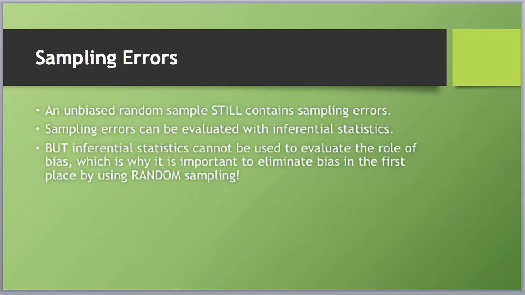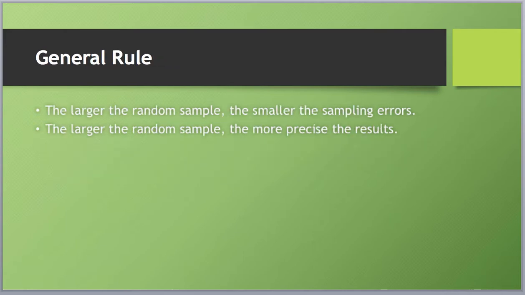So sampling errors, an unbiased random sample, even that still has some sampling errors. Sampling errors can be evaluated with inferential statistics, but inferential statistics cannot be used to evaluate the role of bias, which is why it's important to eliminate bias in the first place by using random sampling. So you might be able to tell whether there are random sampling errors, but you cannot tell how it's impacting the results.